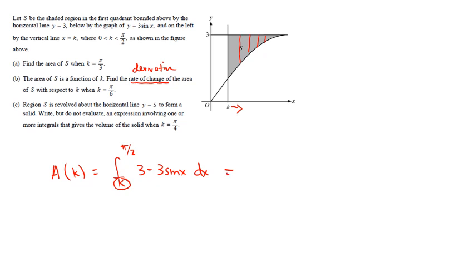Well, in order to make that happen, I just have to make this integral negative, make that constant pi over 2 the lower bound, and make the variable k the upper bound. And the integrand is not going to change. It should say 3 minus 3 sine x dx.